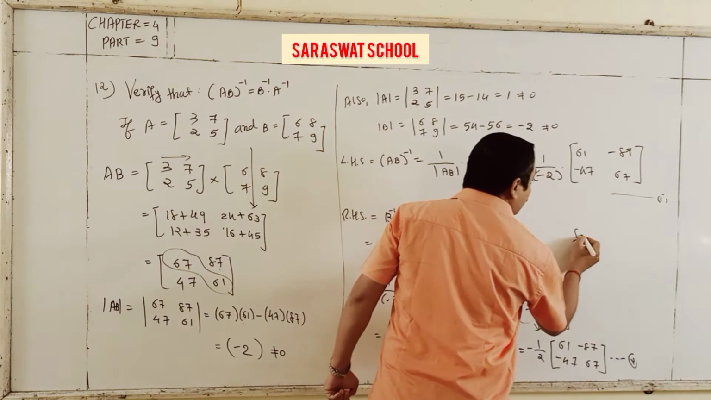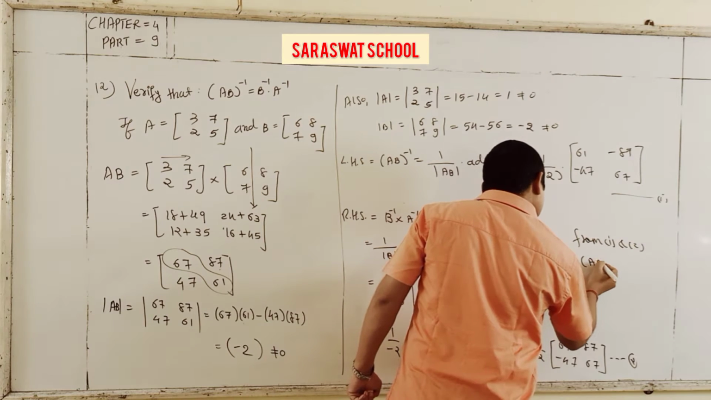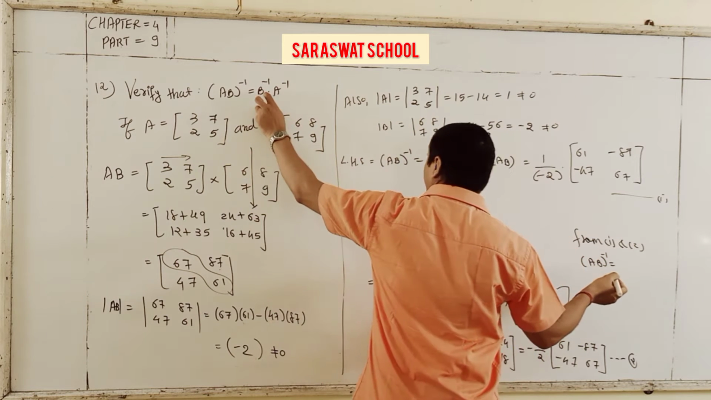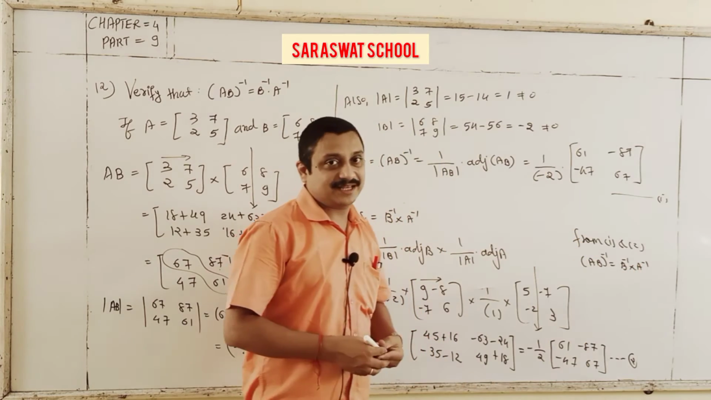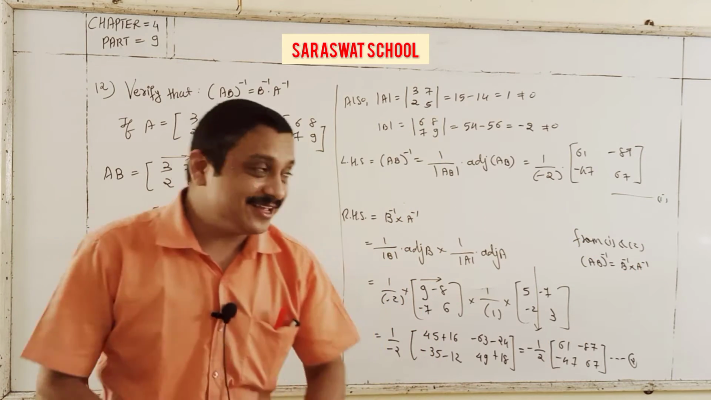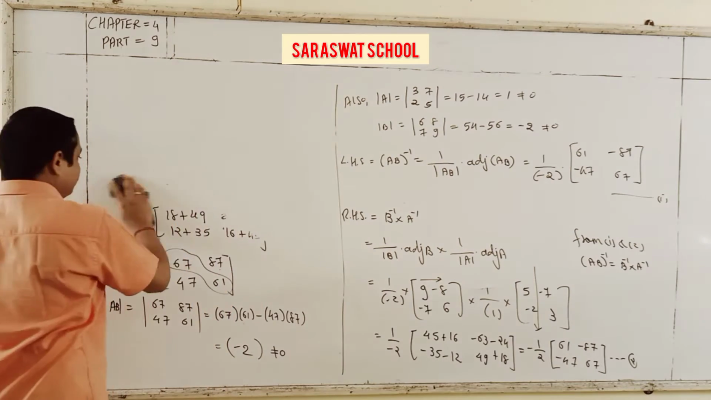Finally, write down from 1 and 2: AB inverse is this, proving B inverse into A inverse, and that's the final answer. Very easy. Now continue. 13.